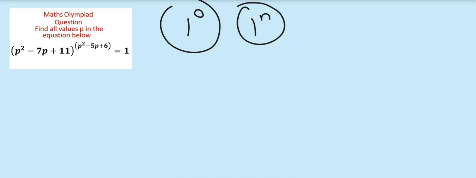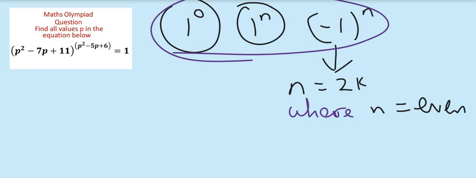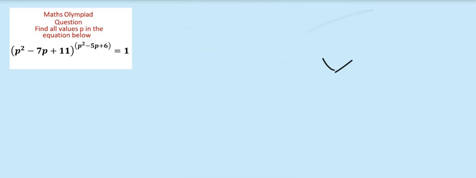And the last one, minus 1 to the power of n. In this situation, n should be equal to 2k, where n is an even number. In this situation, n must be even. Very, very important, you know that. So I have to make use of these three facts to get the values of p. Let me take it one by one.